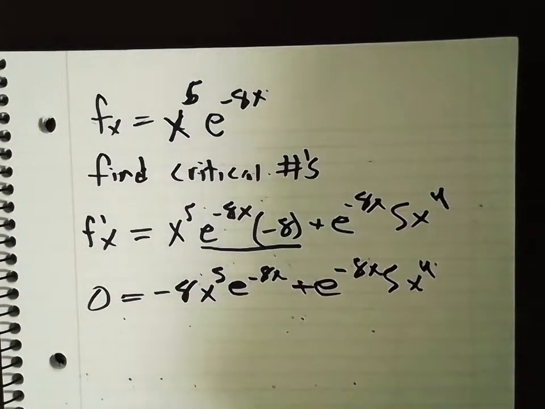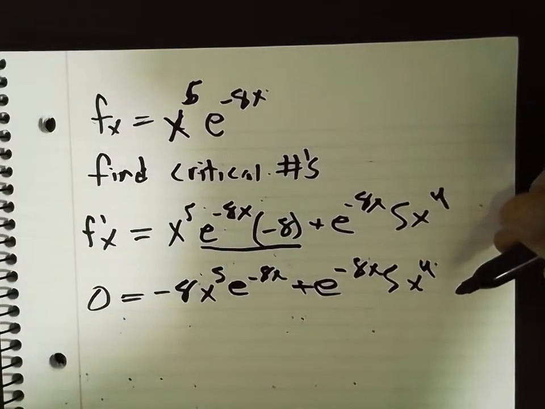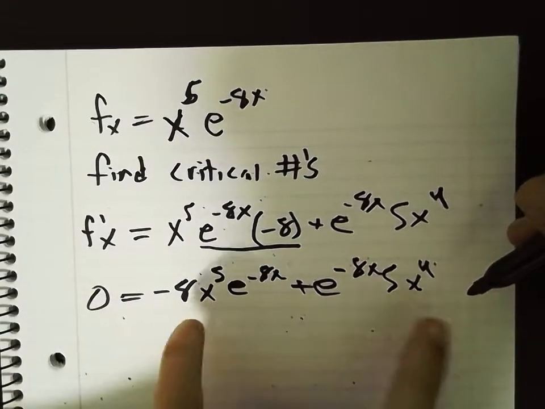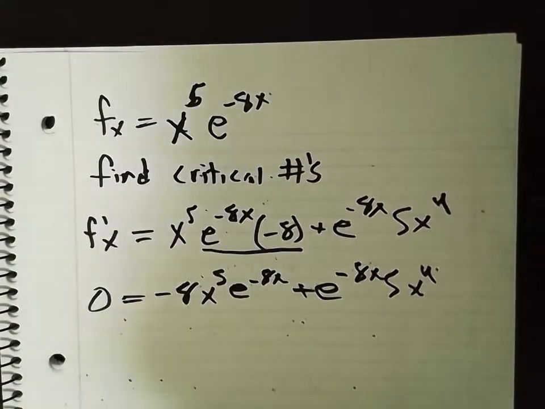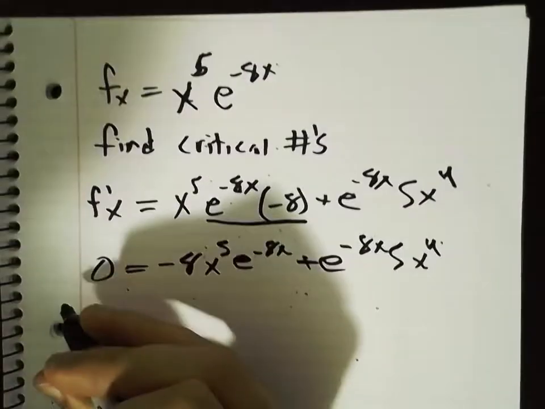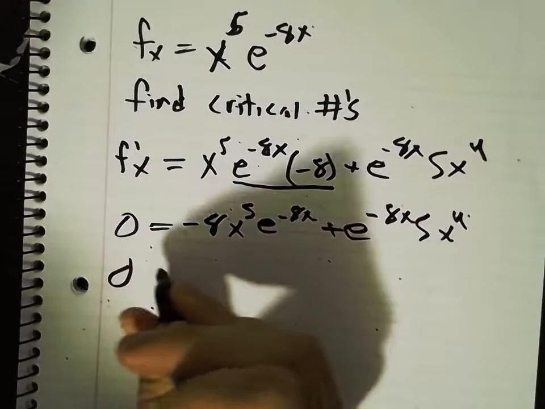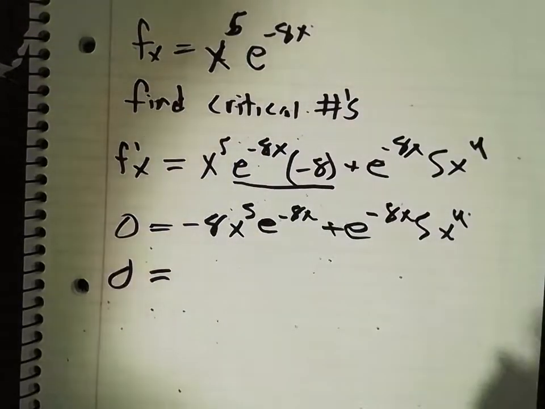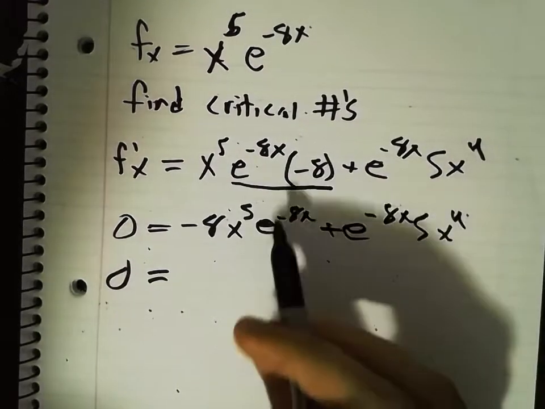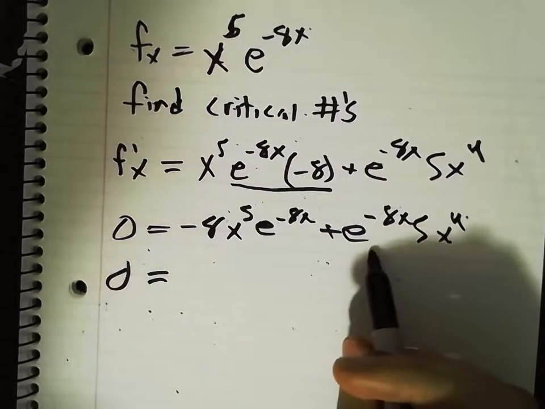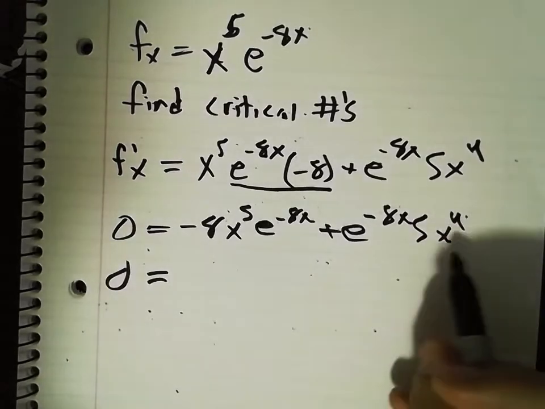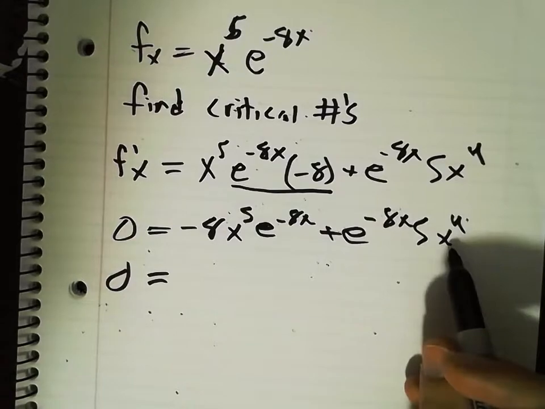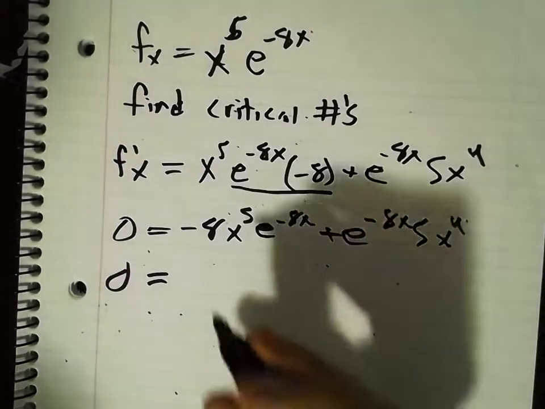Okay, so we need to figure out what x equals when it's 0. So we're going to break this up just a little bit. For these two, we need to find what common factors they have. Common factors, we can take an e to the negative 8x out of both of them. And then also we can take an x to the fourth power. So for this one, it'll leave us with just x there. This one, it'll take all of that, x to the fourth.